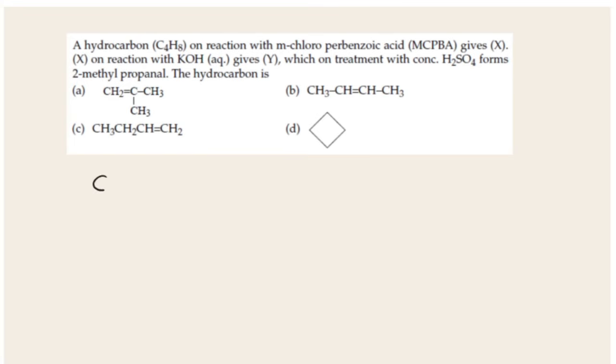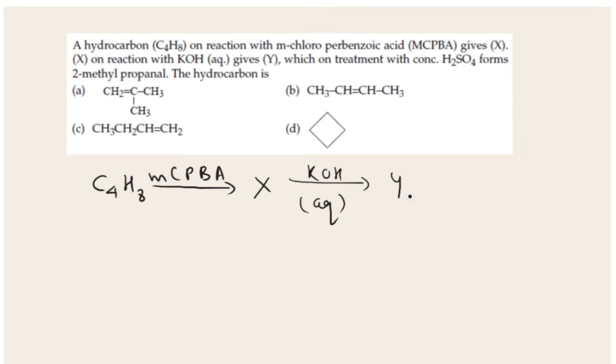A hydrocarbon with the molecular formula C4H8 on reacting with MCPBA, a perbenzoic acid, gives X. X on reaction with aqueous KOH, that means substitution, not elimination, forms Y. Y on treatment with concentrated H2SO4 forms 2-methyl propanal. So how to write this? First you write the propanal. So this is 1, this is 2, 2-methyl propanal.